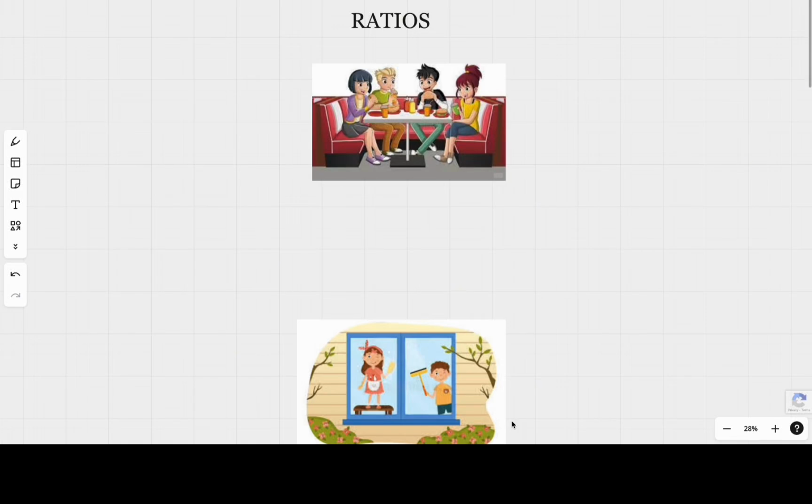In this video, we're going to look at ratios and we're going to use real life examples to explain what ratios are and how we use ratios in real life to make understanding easy. So I'm going to use these two pictures to explain how we use ratios in real life.